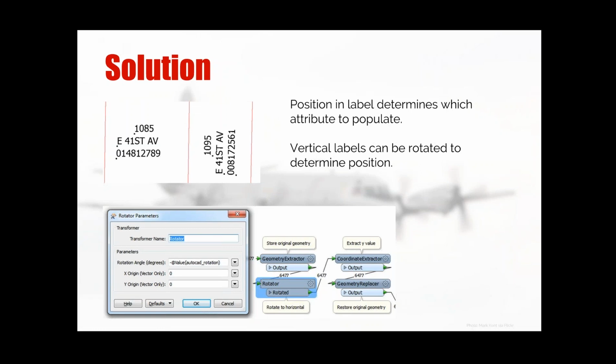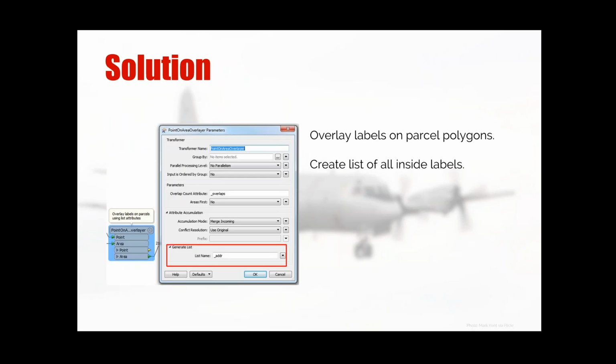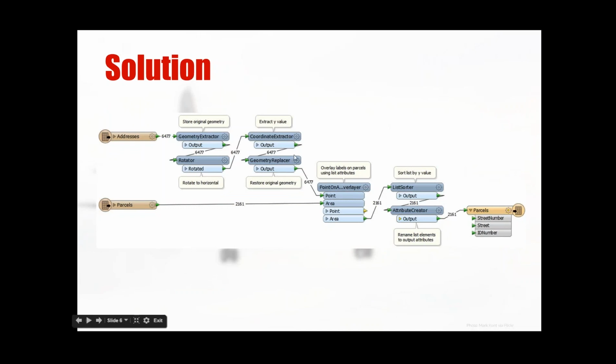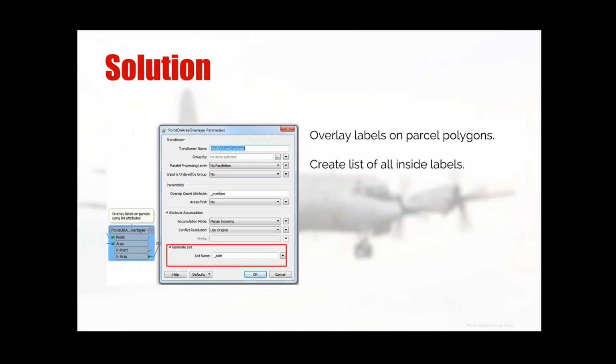Perfect. Okay. The next transformer we're going to look at is the point on area over layer. So let me just skip back to the main one here. We've got the rotated labels. They're going to meet the parcels in the point on area over layer. Now the parcels come in as a polygon, so that's all good. And we're going to overlay the points of those labels as points on the polygon and take their information and apply them to that polygon.